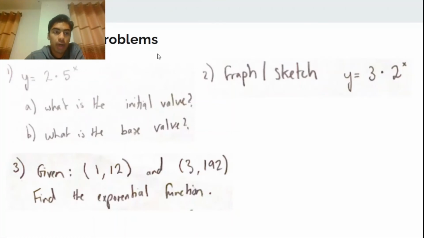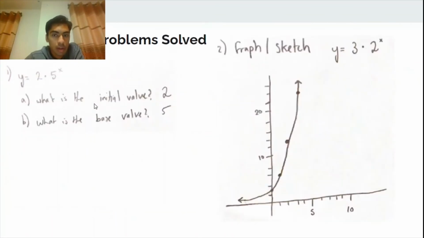So now let's go ahead and go over the answers to these practice problems. For number 1, we have 2 parts. We have part A and then part B. So part A asks, what is the initial value?